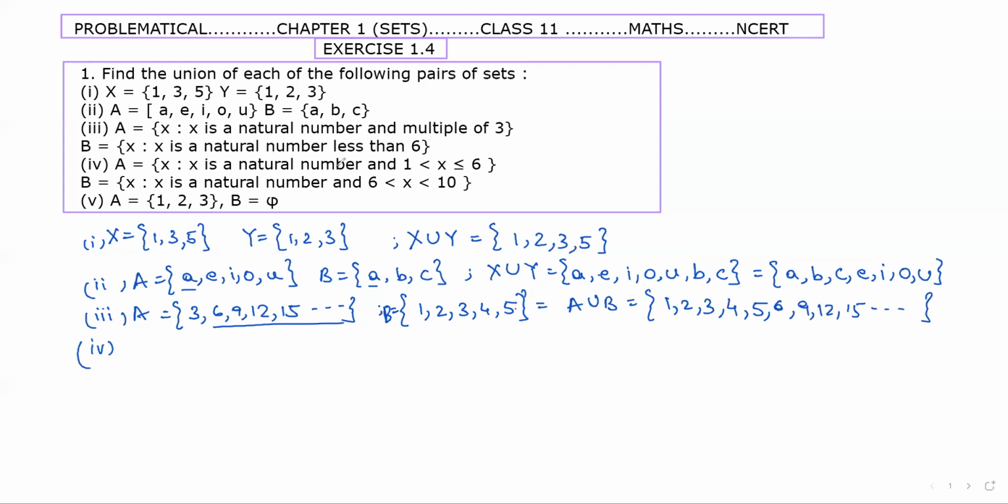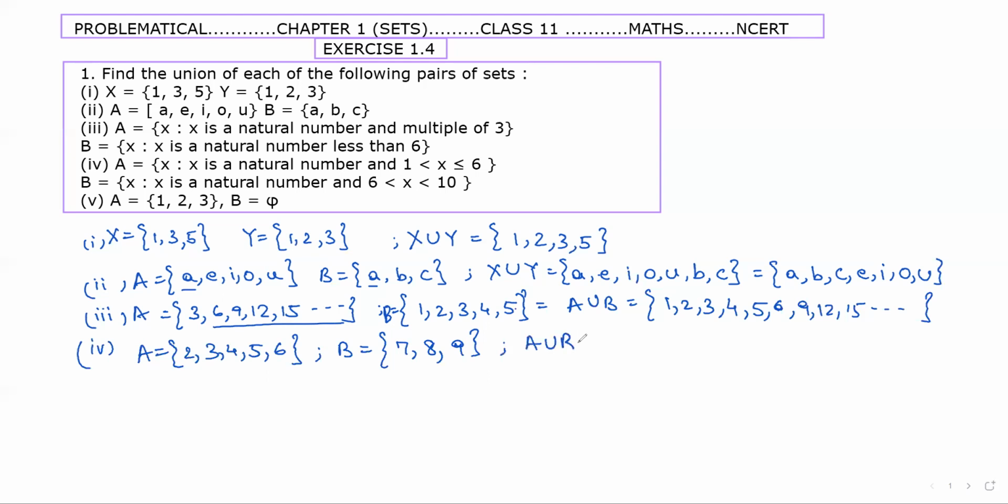A is a set of natural numbers x, 1 less than x less than or equal to 6. That means x lies between 1 and 6, not including 1 but including 6. So A is equal to 2, 3, 4, 5, and 6. B is the set of natural numbers x with 6 less than x, not including 6, so x is greater than 6, which would be from 7, and less than 10, not including 10, meaning up to 9. So 7, 8, and 9.